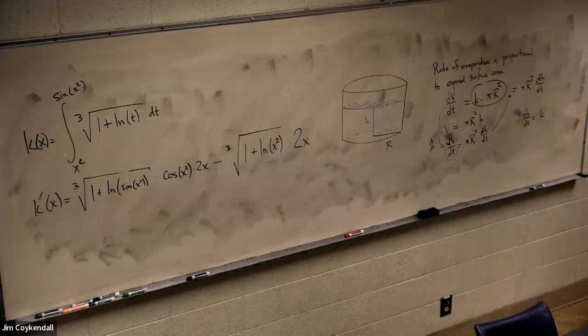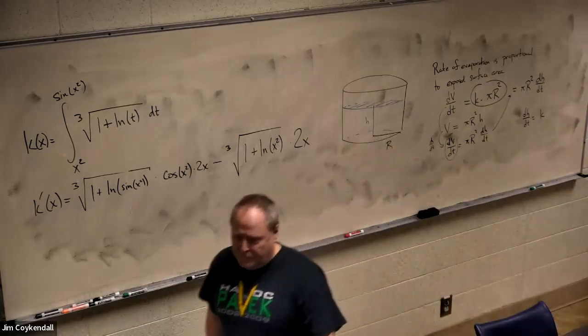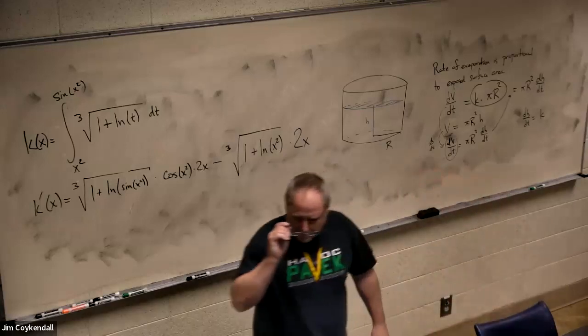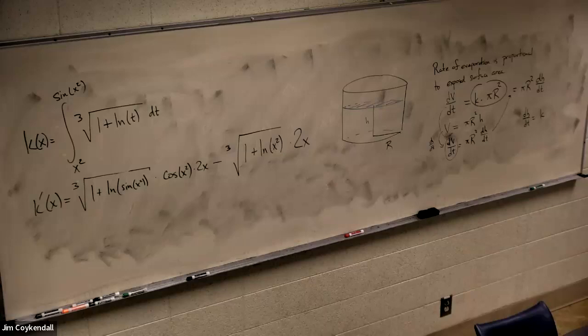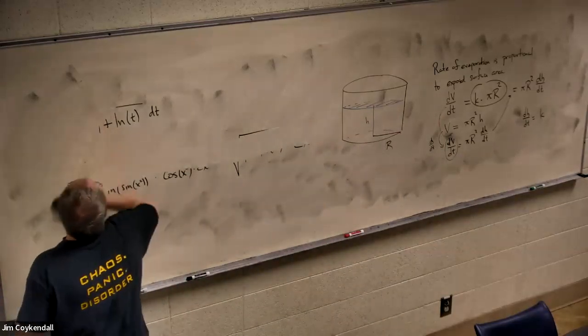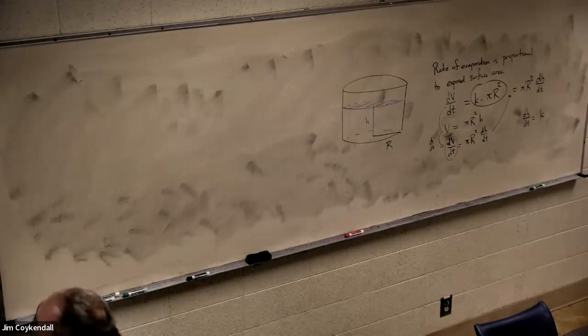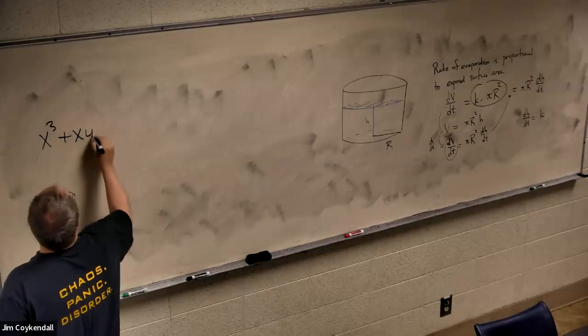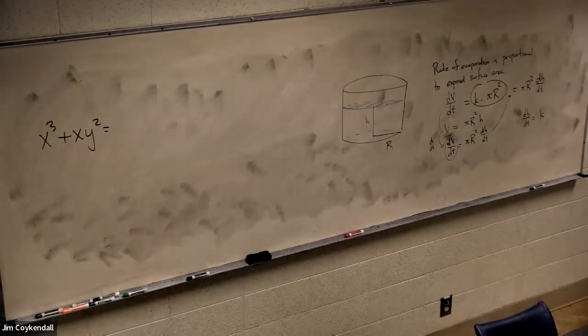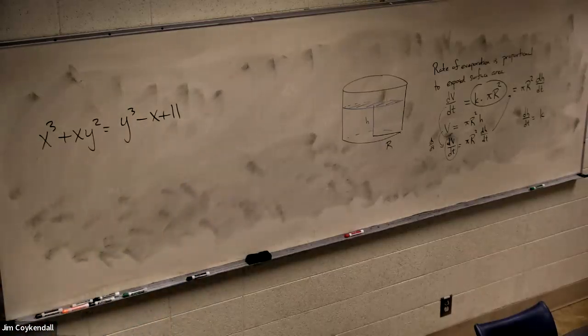Okay, other questions? Oh, is this finding the tangent line of the curve? Okay, so we've got x cubed plus x squared y cubed. Find the tangent line at (2, 1).